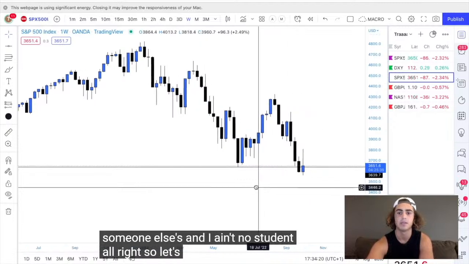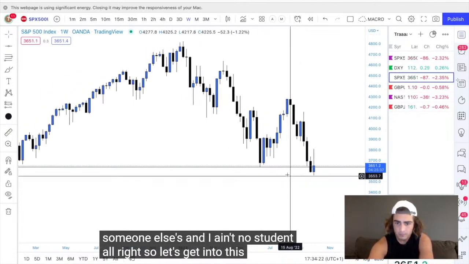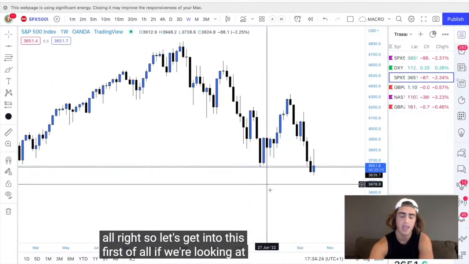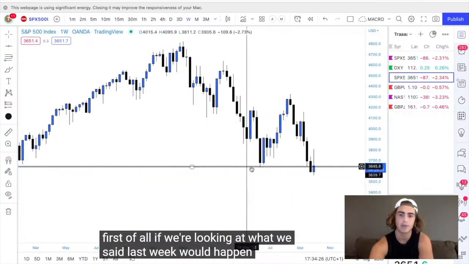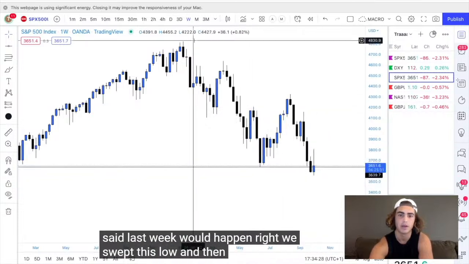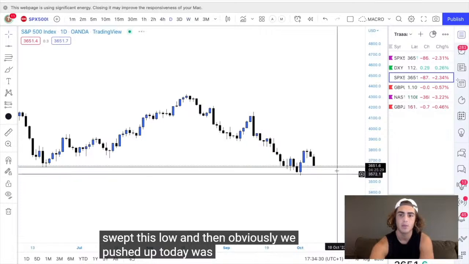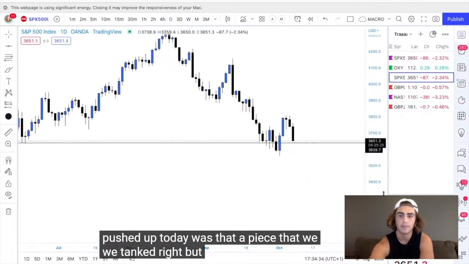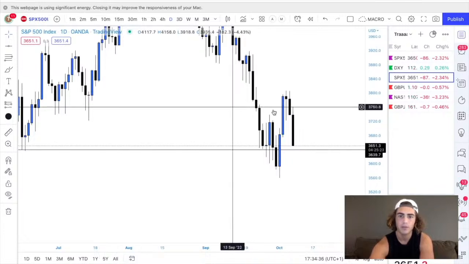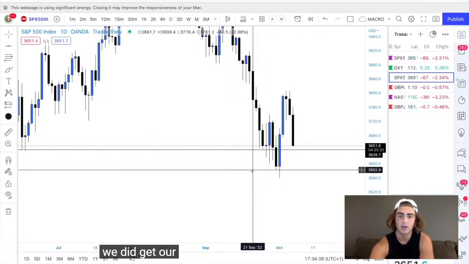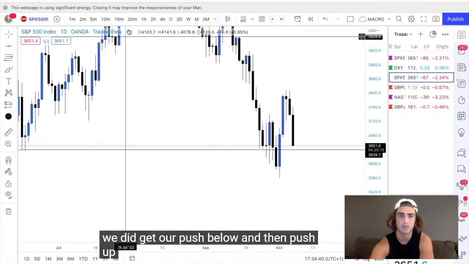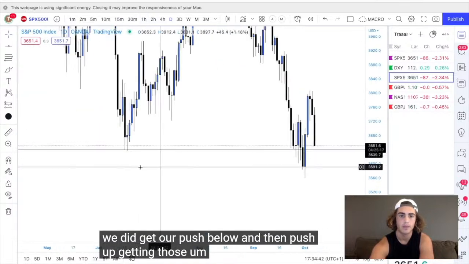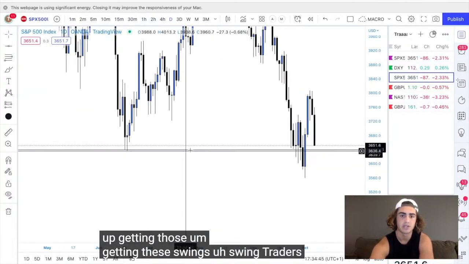All right, so let's get into this. First of all, if we're looking at what we said last week would happen, right? We swept this low, and then obviously we pushed up. Today was NFP, so we tanked, right? But we did get our push below and then push up, getting these swing traders out of the market, right?